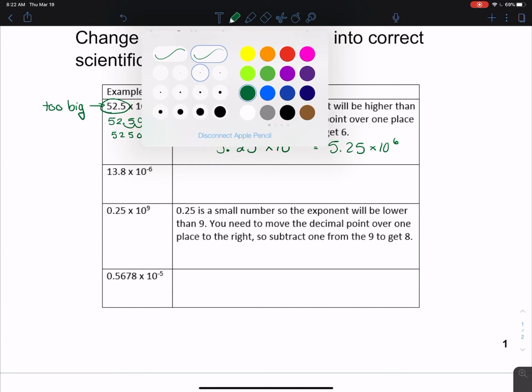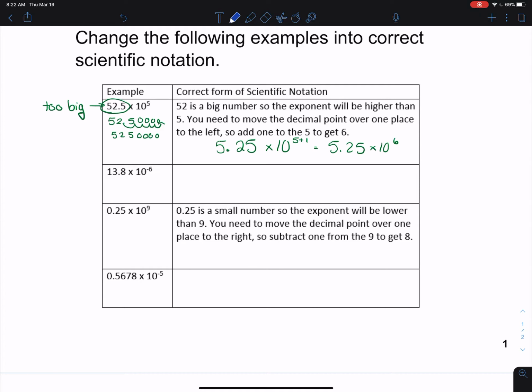But I want to get this in scientific notation. So I know my old decimal point is at the end of the number, and my new decimal point should be between that 5 and that 2. So there's only one digit, that's 1 through 9, in front of it. That tells me I need to go 1, 2, 3, 4, 5, 6 spaces to the right, which gives me the same answer here.